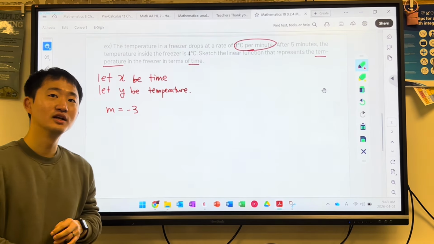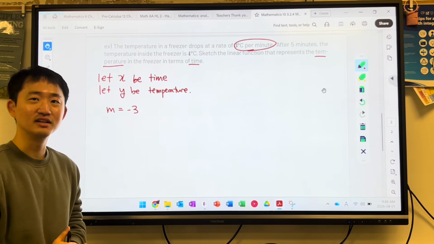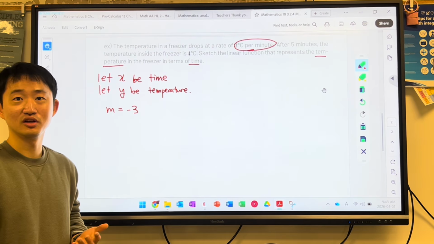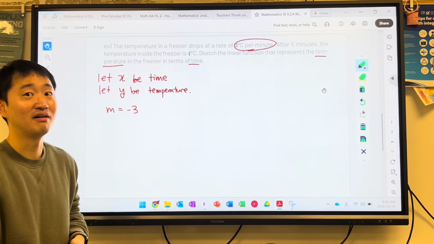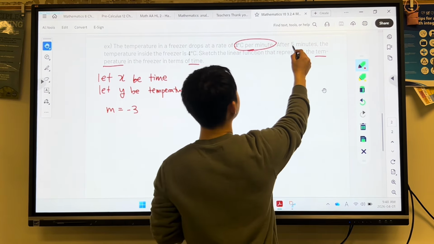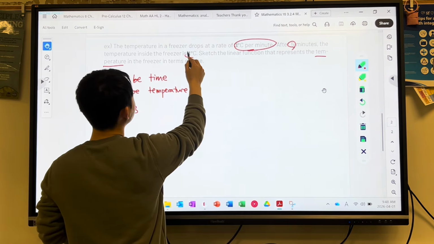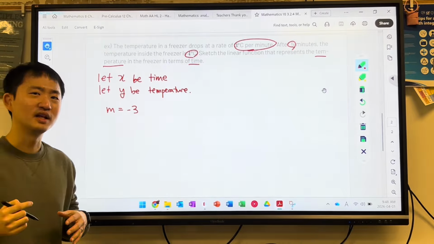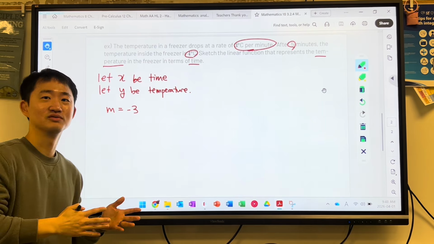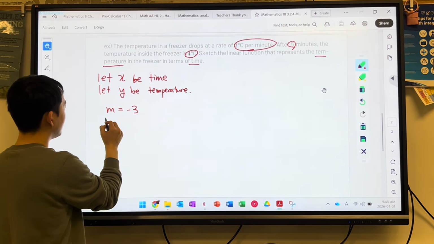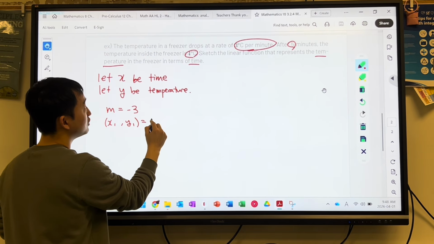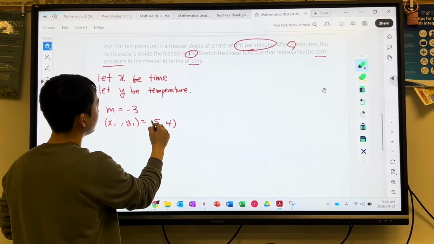Afterwards, I'm looking for the initial value. Well, in this question, I don't have the initial value. We don't have that at the beginning. The temperature of the freezer is something. We don't have that information. Instead, we know that after 5 minutes, the temperature is 4 degrees Celsius. So for me, that sounds like an ordered pair of a point. When x equals 5, y equals 4. So let's write it down as x1, comma y1 is equal to 5, comma 4.